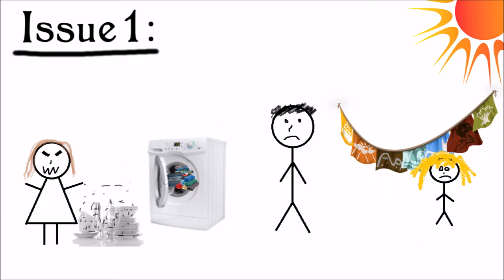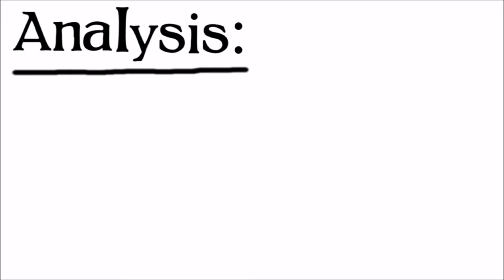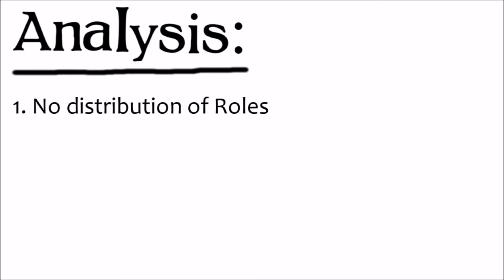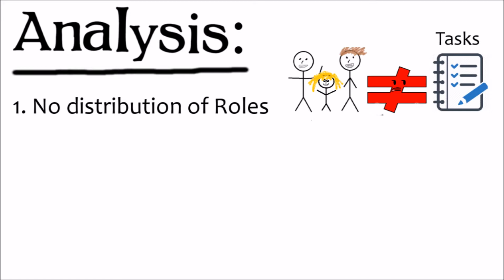Now, let's go back to our scenario and see what went wrong and why it happened. We won't take long to know that in this scenario, the mom did not distribute roles amongst her kids. She did not assign specific tasks to a specific person. That has been said, it led to confusion in executing the tasks.